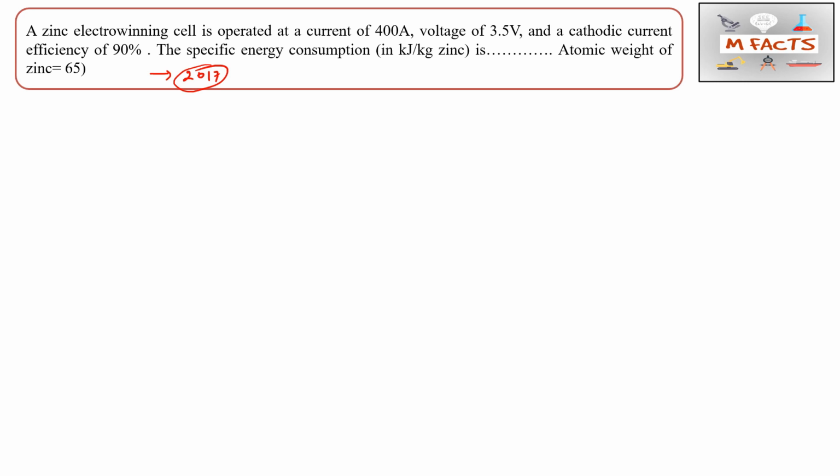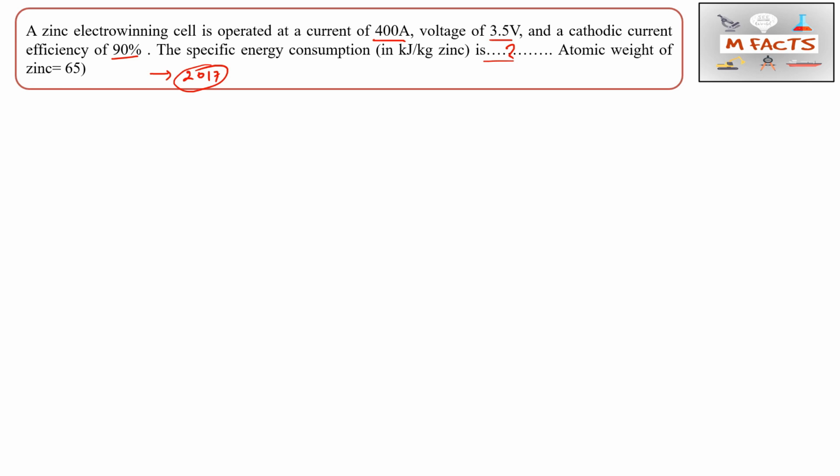very important. Okay, so the question is: a zinc electrowinning cell is operated at a current of 400 ampere, voltage of 3.5 volt, and a cathodic current efficiency of 90%. Okay, so these are the given data. The specific energy consumption in kilojoule per kg zinc is... Okay, so they are asking about the specific energy consumption. So how to find the specific energy consumption?